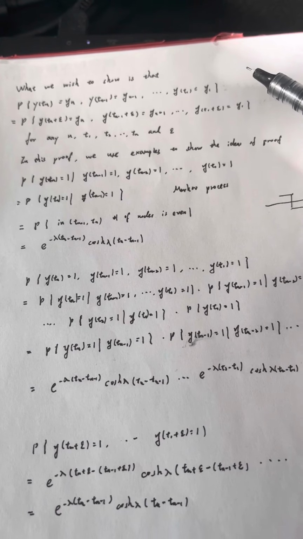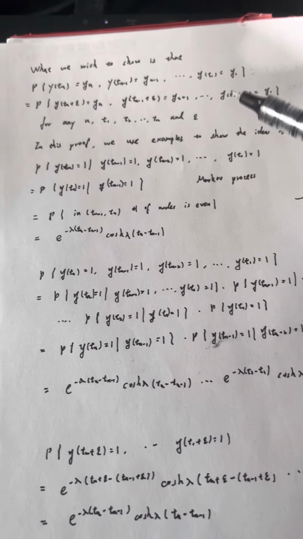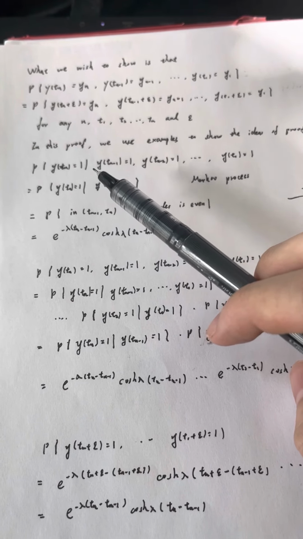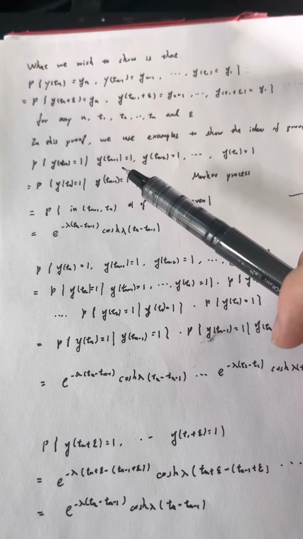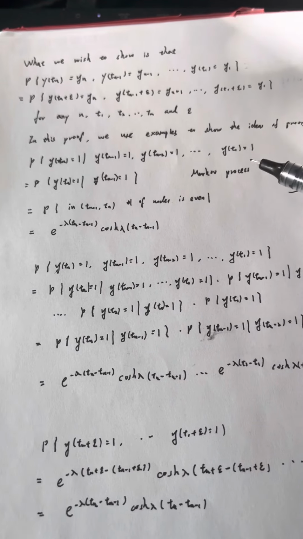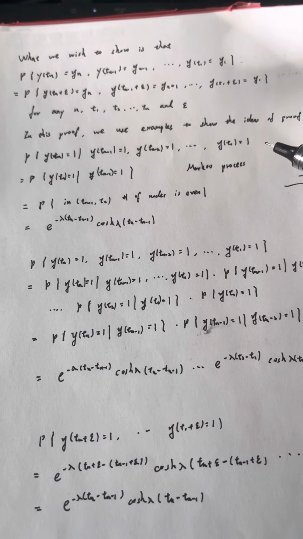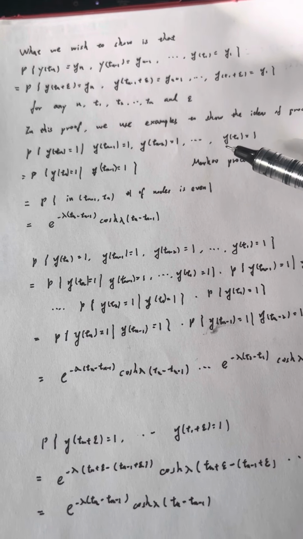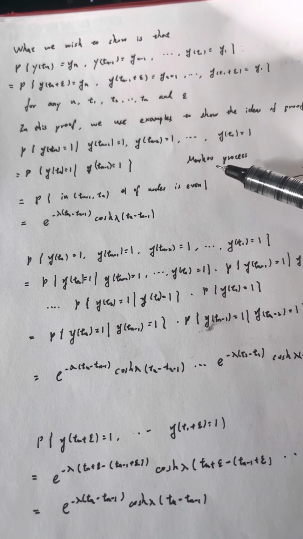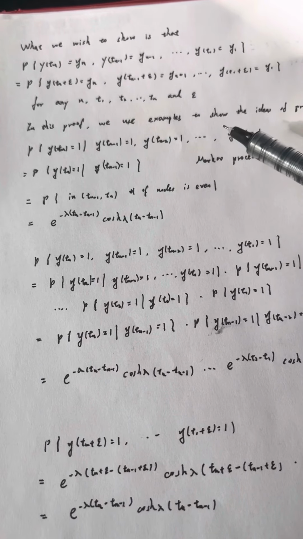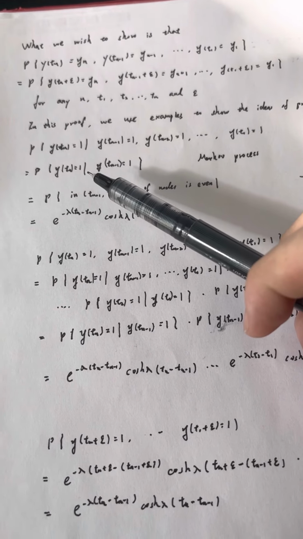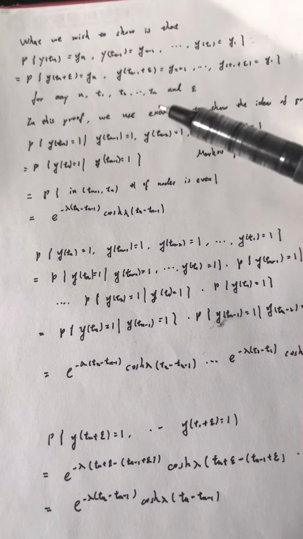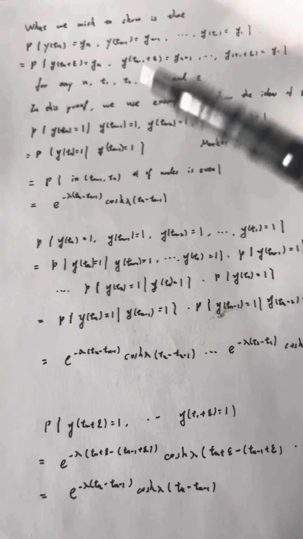And in this proof, we want to use an example to show the ideas of this proof. So we will set an example: the probability of Y(t_n) = 1 given Y(t_{n-1}) = 1 up to Y(t_1) = 1. And we know that a random telegraph signal is a Markov process. So this conditional probability just equals the probability of Y(t_n) = 1 given Y(t_{n-1}) = 1, because it's only related to the previous state.